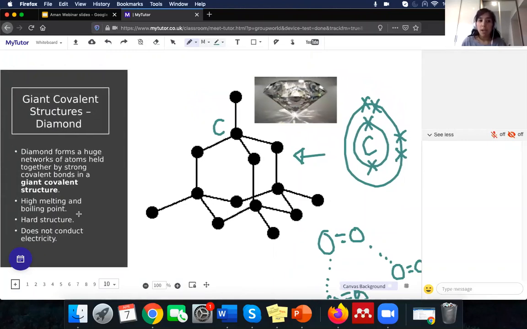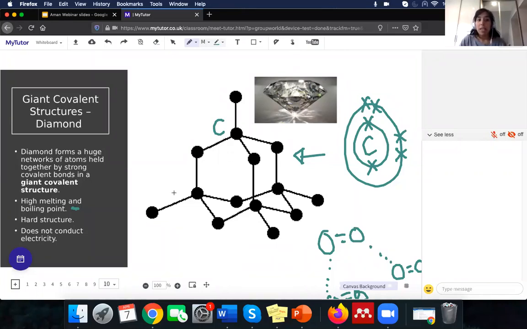And that is why the melting and boiling point of diamond is really high, because we don't break any intermolecular forces when we melt or boil diamond. We have to break covalent bonds. It also means that the structure is very hard, and that is because of those covalent bonds. Usually simple molecules have intermolecular forces, and therefore they become gases at room temperature, and so we say that they're soft, if you want, whereas diamond is very, very hard because of these covalent bonds that need to be broken, and they can't be broken at room temperature.